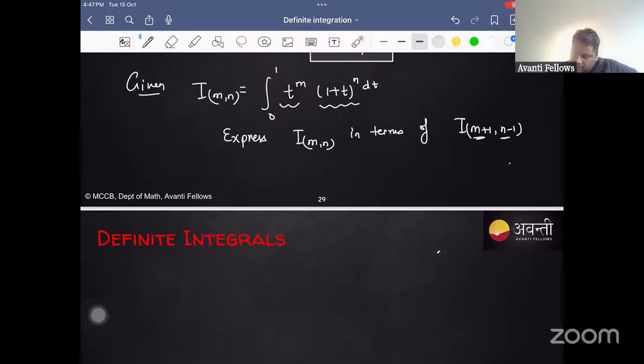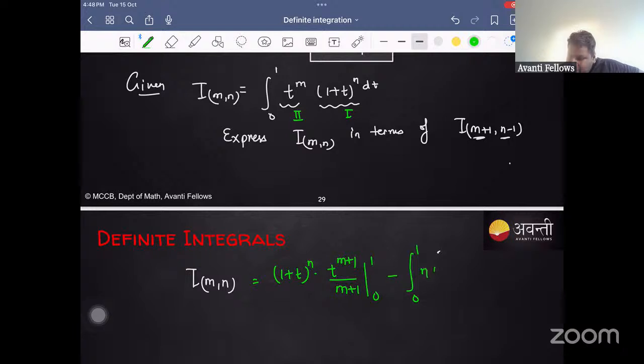So, see this I m n, I will use by parts. I will assume it as first function and this one as second function. All right. So, this is first, integration of second t to the power m plus 1 upon m plus 1, limit from 0 to 1, minus derivative of first. So that is n times 1 plus t to the power n minus 1, integration of second t to the power m plus 1 upon m plus 1 dt. Am I correct?